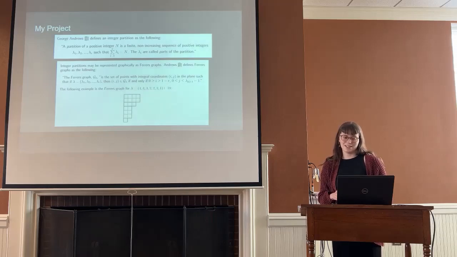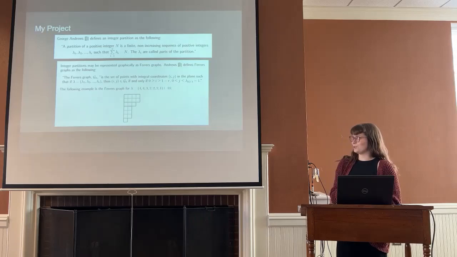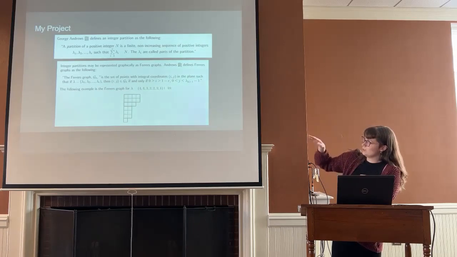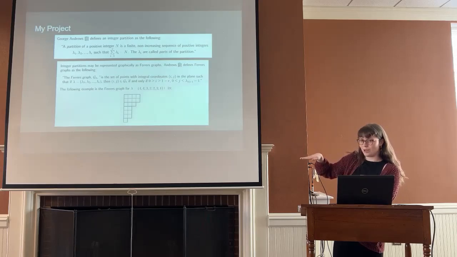Again, I provided the definition of a Ferrers graph, but it's not really useful until you look at a Ferrers graph. So this is a Ferrers graph of an integer partition of 18, that specifically being 4 plus 4 plus 3 plus 2 plus 2 plus 2 plus 1. And you can see you stack the boxes vertically down in decreasing order. So 4 plus 4, 3, 2, 2, 2, and 1.